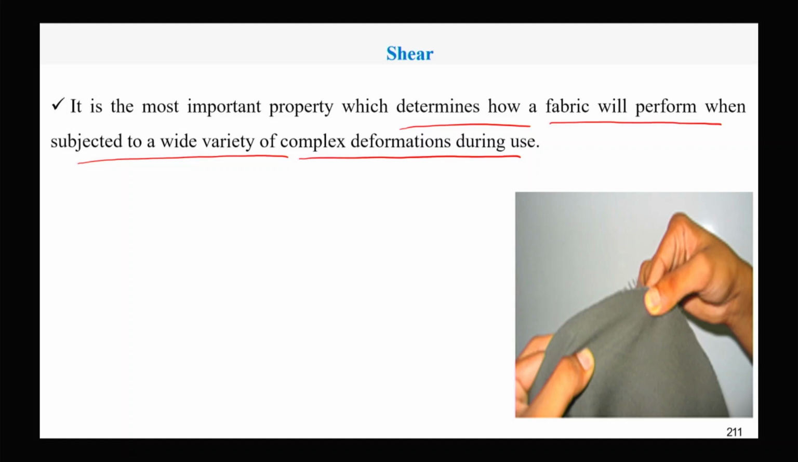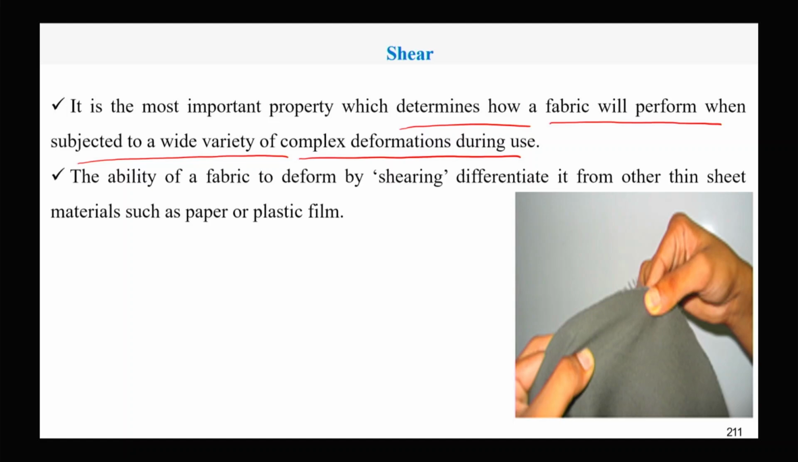And shear is basically the ability of a fabric to deform by shearing, which differentiates it from other thin sheet material such as paper or plastic. If we make our garment from very thin plastic film, even if it is porous or soft, still we will find uneasiness during wearing because of the lack of shear deformation.